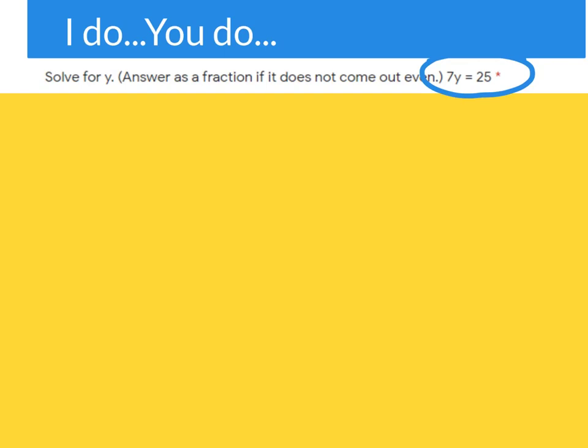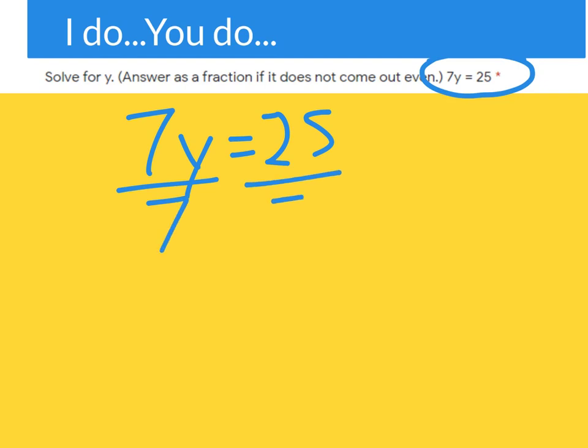We're not going to do it. We're undoing it. Somebody already did the problem. We're undoing it. So where they multiplied by 7, we're going to do the opposite. We're going to undo it by dividing by 7. These cancel out, and you're left with y equals 25 sevenths.